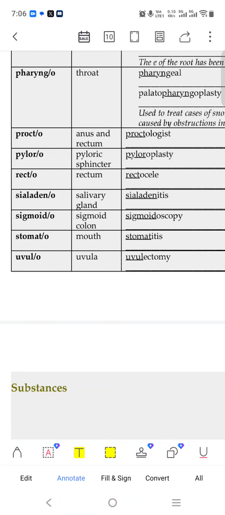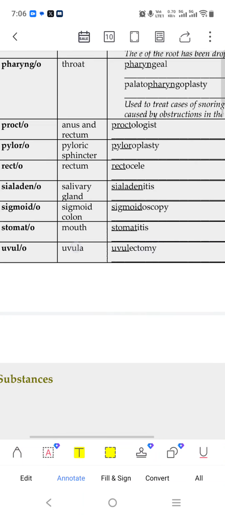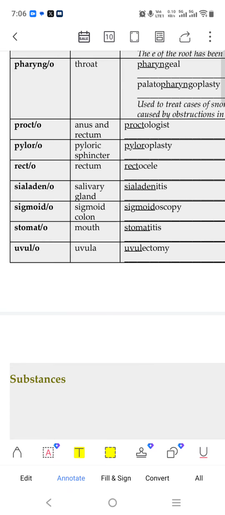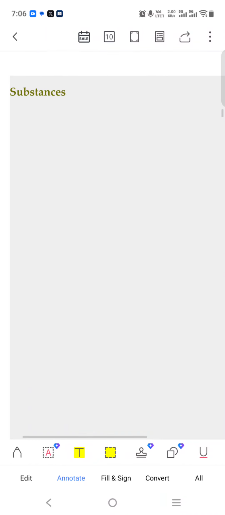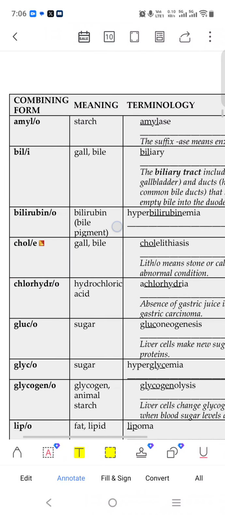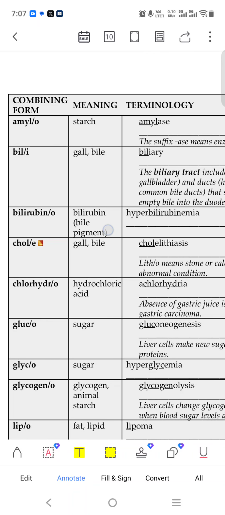Sialo means salivary gland. Sialadenitis means inflammation of the salivary gland. Sigmoidoscopy is a visualized examination of the sigmoid colon. Stomatitis means inflammation of our mouth. Stoma means mouth area. Uvulectomy means removing part of the uvula. Amylase is a starch-digesting enzyme which helps digest the food.